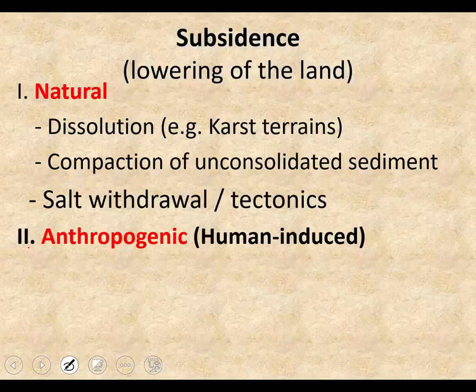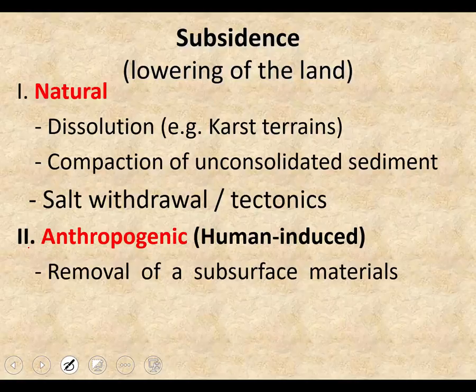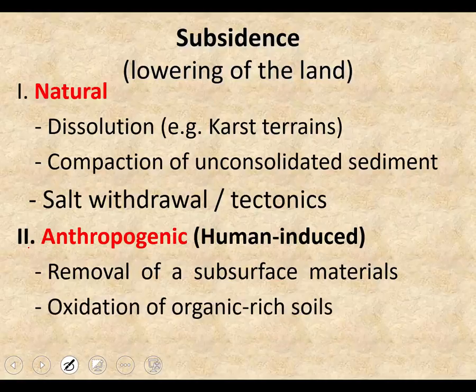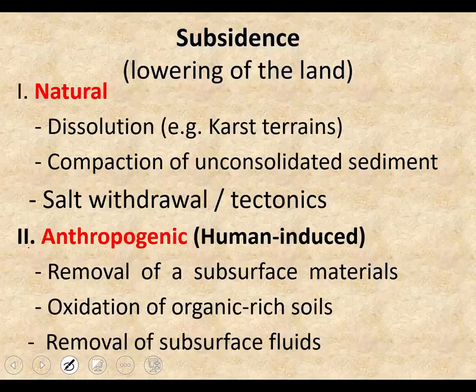Now, the other type of subsidence, or the other processes, are human-induced or anthropogenic subsidence. And one of the things that happens is we're basically removing stuff from underground and it collapses. That's kind of like a man-made dissolution. Oxidation of organic rich soil. We'll talk about that in a second, but that is a process that is associated usually with draining of swamps and a removal of subsurface fluids and resulting subsidence there.